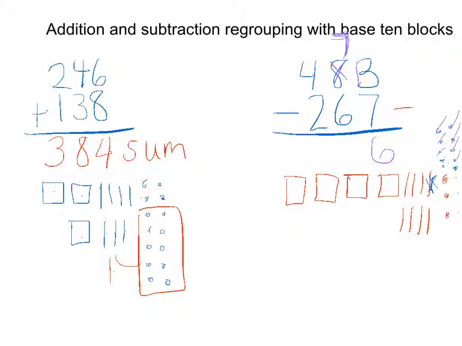So we need to cross out 6 of the tens. 1, 2, 3, 4, 5, 6. So we have 1 of those tens left. We have 400, and we need to cross out 2 of those, and we have 2 hundreds left. Again, showing these numbers up here with the regrouping is okay as long as you have this model. It's very important that students utilize the model.